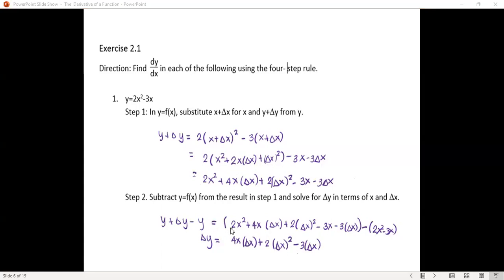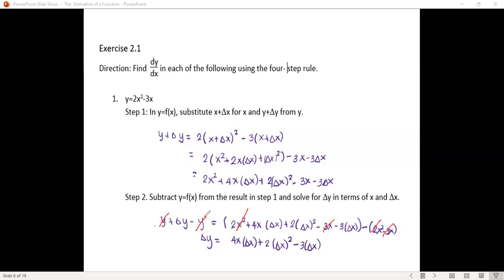So we have 2x squared, and then we have minus 2x squared, so they will cancel out. Let me just put some annotation. So 2x squared here will cancel out with negative 2x squared. Then the minus 3x here will also cancel out with the negative of minus 3x. So that's going to be positive 3x. And of course, y will cancel out with negative y.